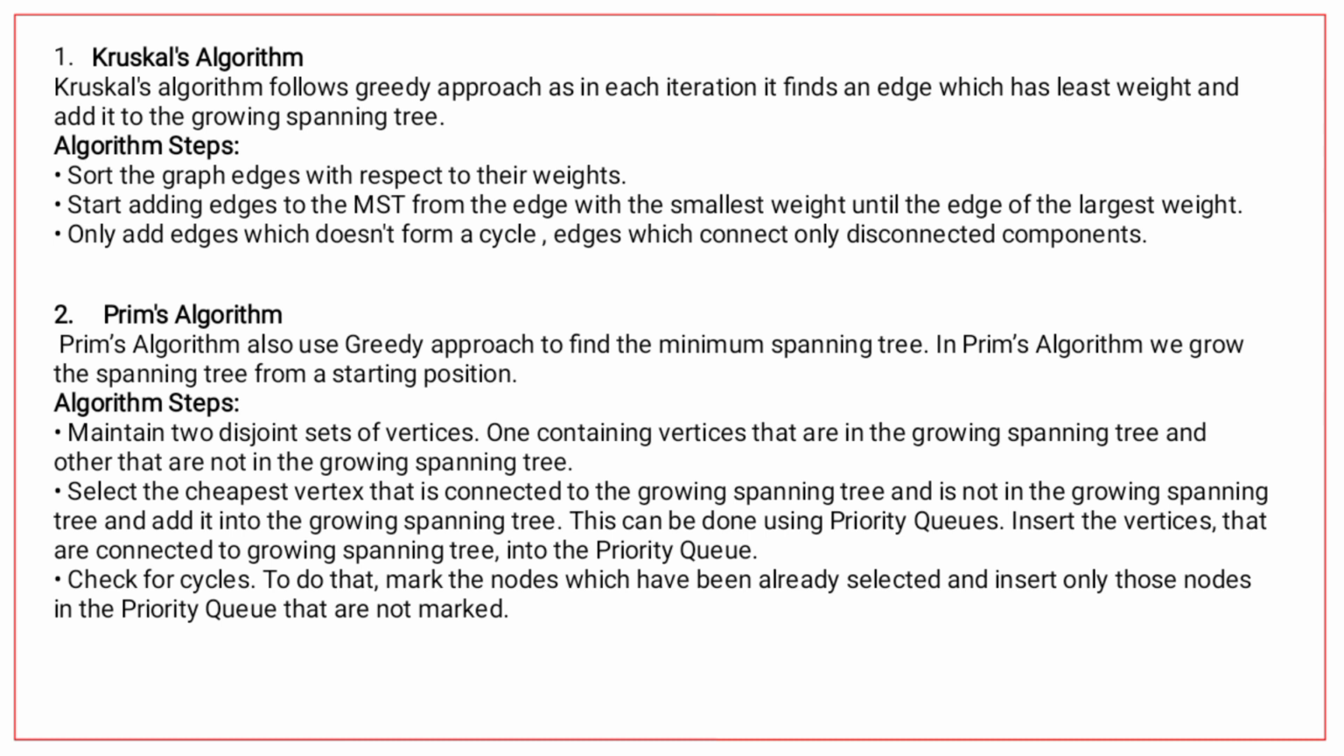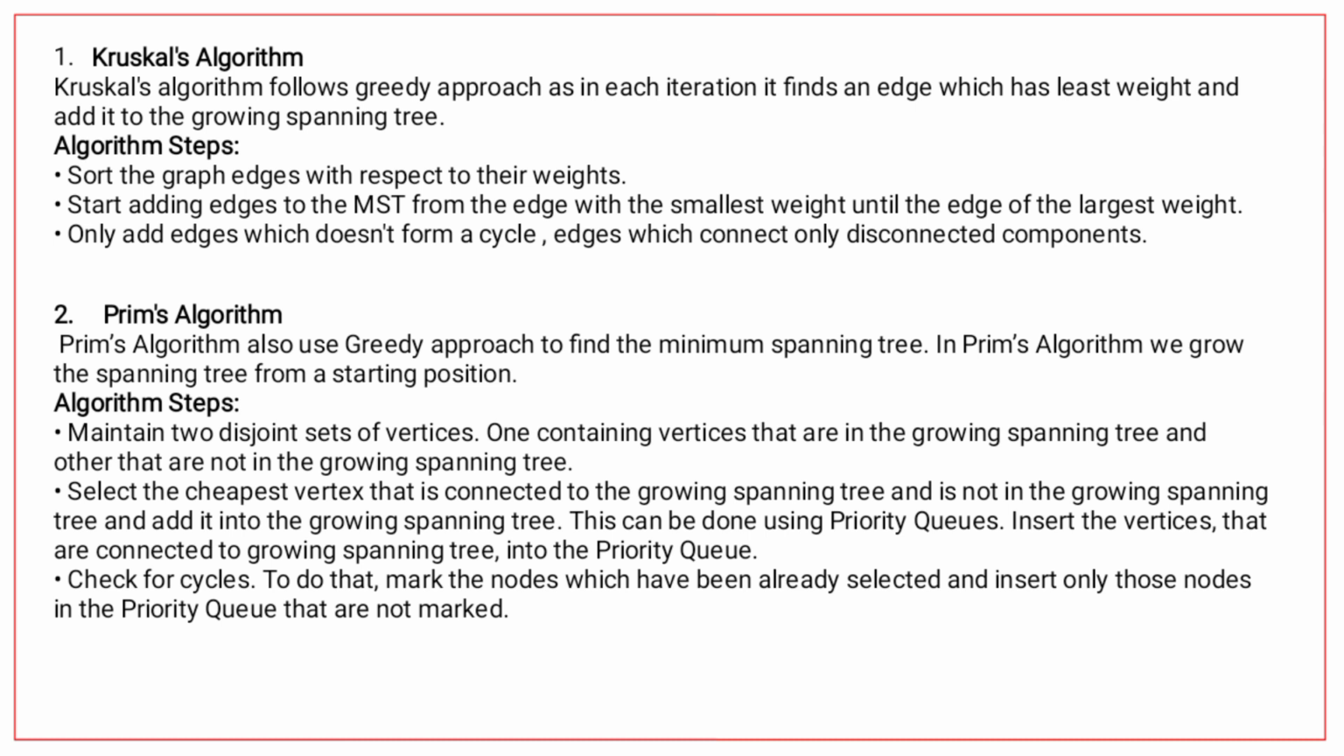Unlike adding an edge in Kruskal's algorithm, we add a vertex to the growing spanning tree in Prim's. Now this is the algorithm. The first step is to maintain two disjoint sets of vertices, one containing vertices that are in the growing spanning tree and the other containing those that are not. Second step, select the cheapest vertex that is connected to the growing spanning tree and is not in it, and add it into the growing spanning tree.